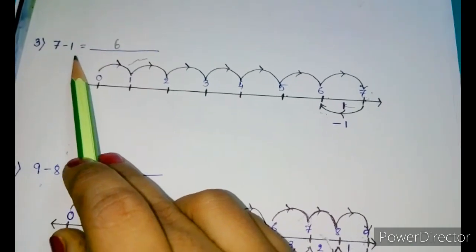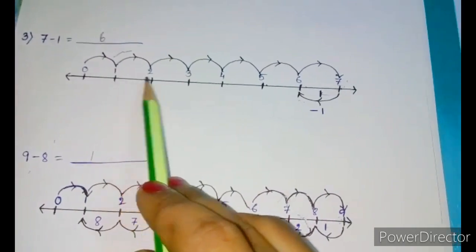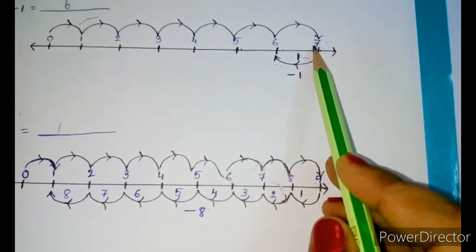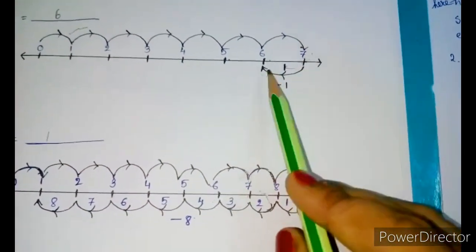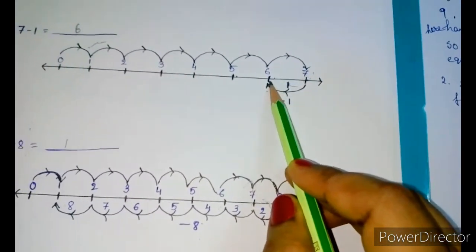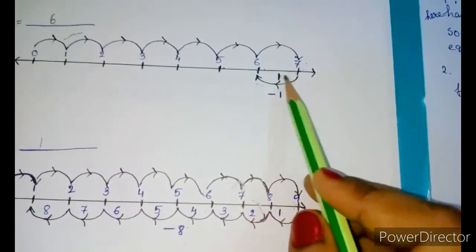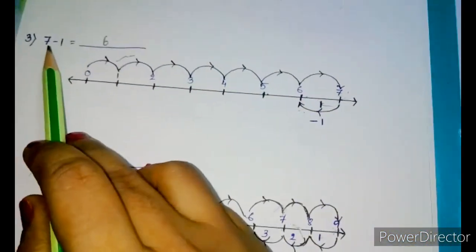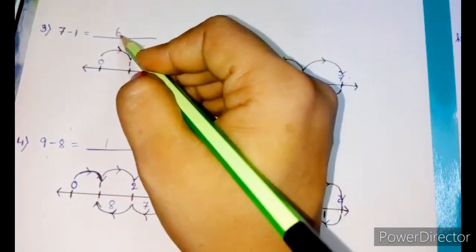Now come to the next question, where we also have to find the difference of 7 minus 1. Here is the number line. Let us first locate 7 on the number line. So kids, this is 7. Let us jump 1 step backward from 7 to 6. You can see here we have reached 6 on the number line. So the required difference between 7 minus 1 is equal to 6. So we have to put the answer here.